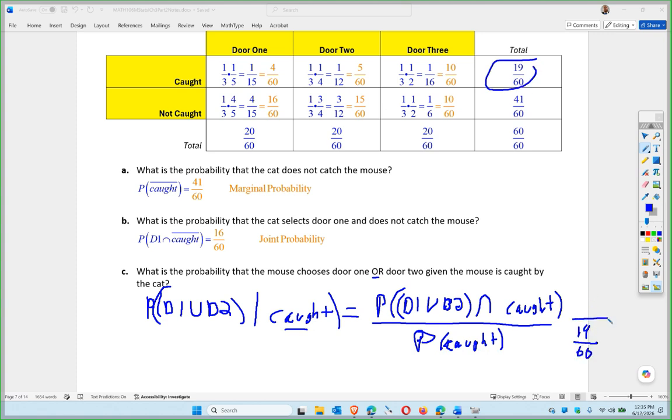Okay. The top one will be a little bit interesting. It is a joint one, because it's caught with the door, so caught with door 1 and caught with door 2. So I actually have to add these two together, because it's an or, which means you add them together. So it's a joint, but you have to add them together since it's two of them. So it's 4 plus 5, out of 60. So that's obviously 9 out of 19 when we simplify.